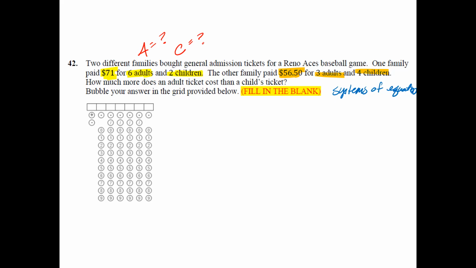All right, so let's take a look at family one, the first family. First family paid $71 for 6A plus 2C. That's the first family. Second family, which is right here, they paid $56.50 for 3 adult tickets and 4 children's tickets.